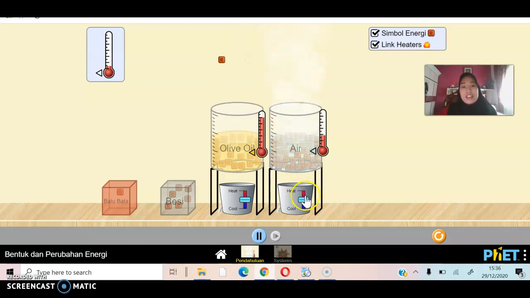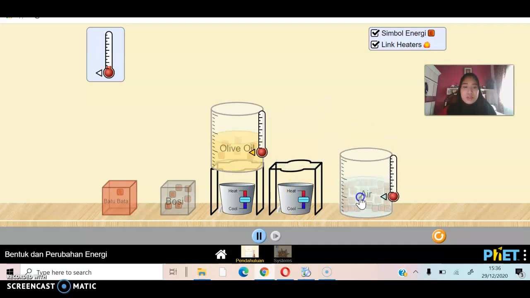Okay, and then after that we cool down the objects. The energy in the water and oil will be absorbed into the ice, and the temperature will decrease. As we can see, the temperature decreases and the energy is absorbed into the ice. Okay, then we put it back.